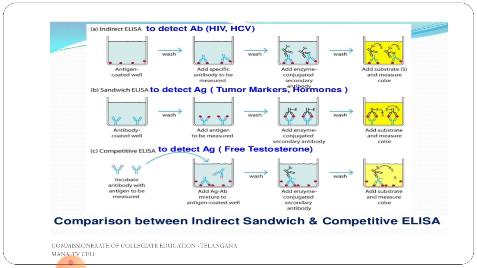Here, the wells which are coated with the antigen are added with the antigen antibody mixture, washed and added with an enzyme conjugated secondary antibody. Again, they are washed and added with a substrate to measure the color.